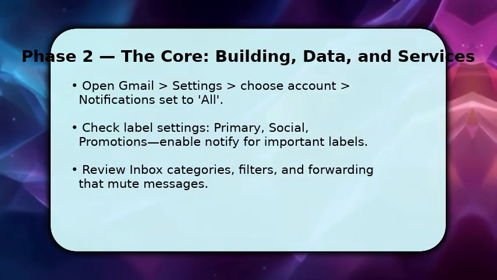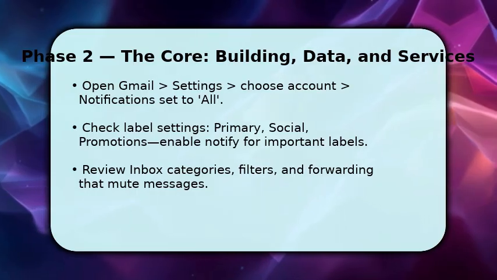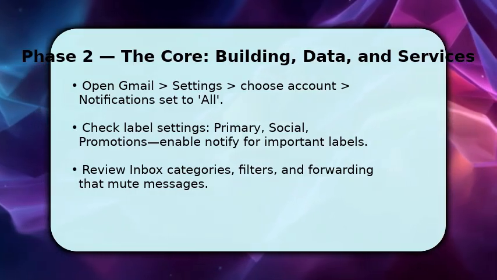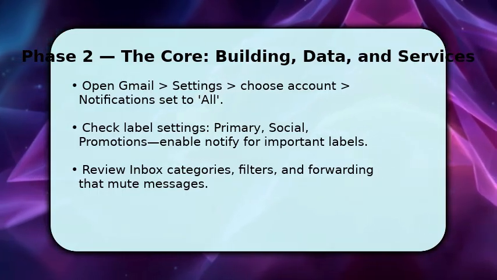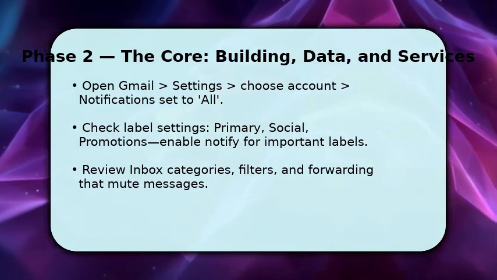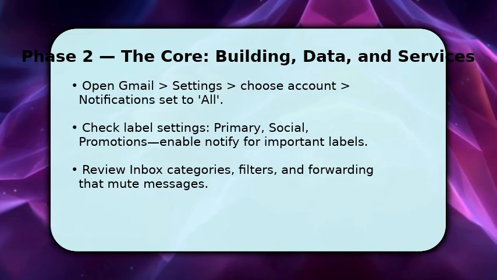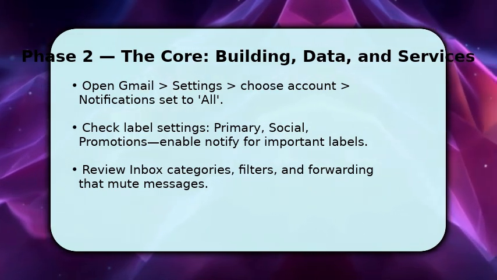Then inspect individual label notification settings. Primary and any custom labels need alerts enabled. This determines the how and why of what notifies you. Also review filters, forwarding rules, and inbox categories because filters can archive or skip the inbox.